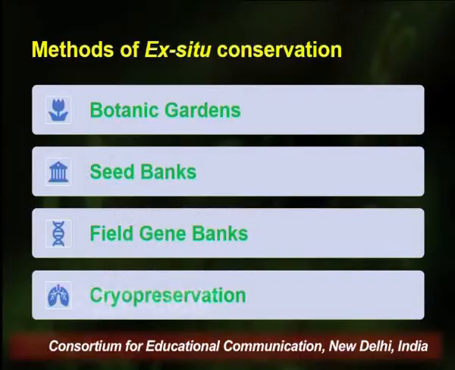Then there are certain species whose seeds cannot withstand the storage conditions, who cannot withstand dehydrative conditions, and for such plants we require field gene banks. And the fourth one is cryopreservation, the most upcoming technique by which you can conserve medicinal plant species. You can conserve the germplasm, a particular tissue, or a particular culture of the targeted medicinal plant species under deep freezing conditions. We are going to discuss all these techniques ahead.